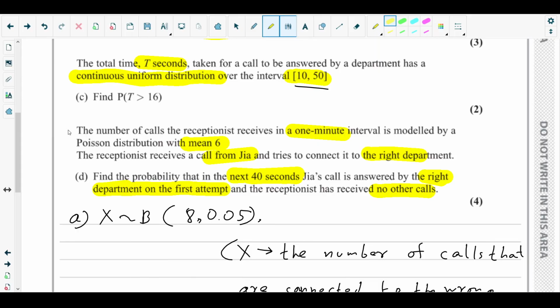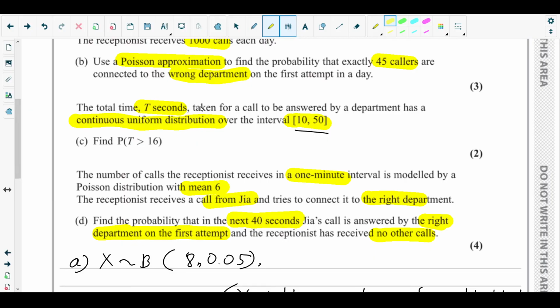The time required to answer a call is given in part C, right? For a call to be answered by a department, it is distributed with a continuous uniform distribution within the interval 10 to 50. So we will use this distribution to find the probability that in the next 40 seconds the call will be answered. Fine, so let's find that out.